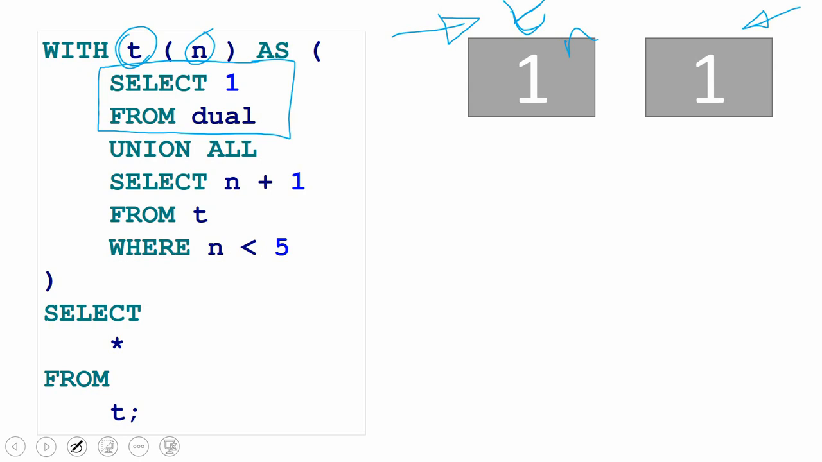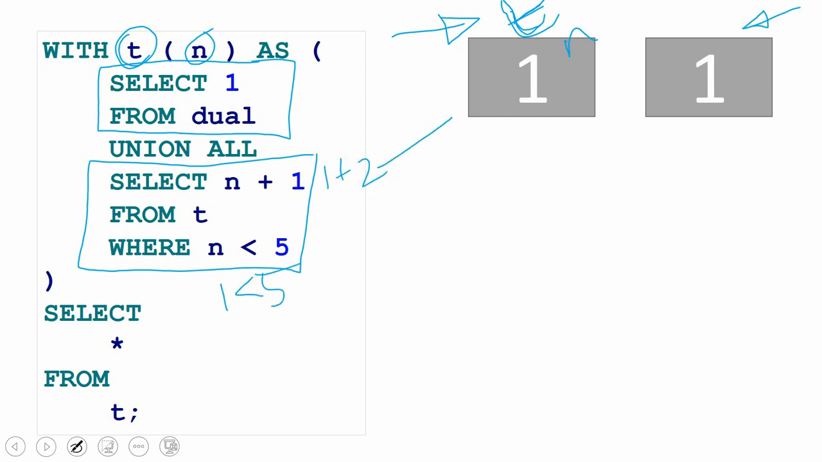From now on, once the initial rows are produced, only the recursive member is going to get executed till the recursive member is not able to produce any more rows. Fine. Now let's execute the second portion of the query, that is the recursive member. It says select n plus 1 from T. At this point T has the value 1. So select 1 plus 1 from T where 1 less than 5. 1 plus 1 will produce 2, and that 2 will be added to your final output. Already 1 is there, now 2 will be added.